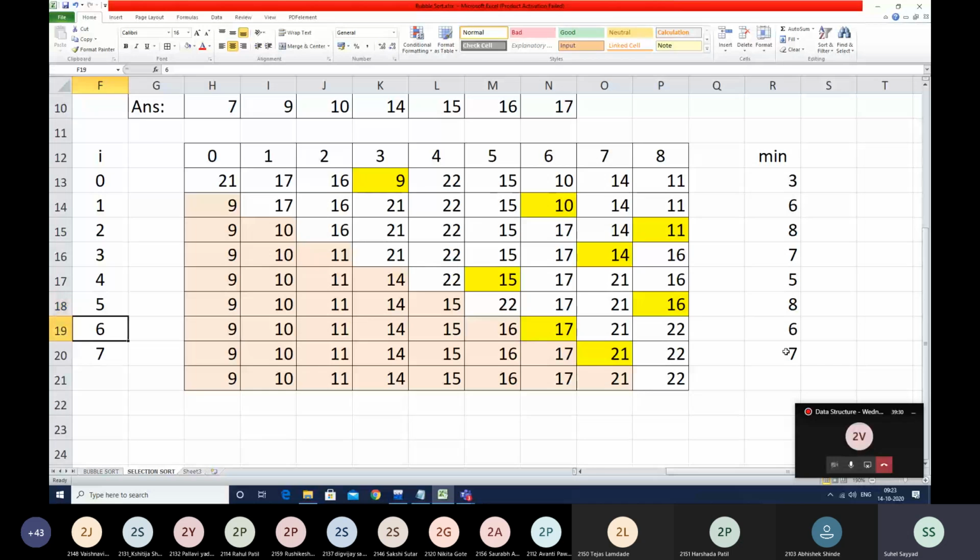So if the value of min and I are the same, no need to do swap. But if the value of min and I are different, again I repeat, if the value of min and I are different, then we need to go for swap. And that swap will happen between A of min and A of I. So let us write that here in the form of code now.